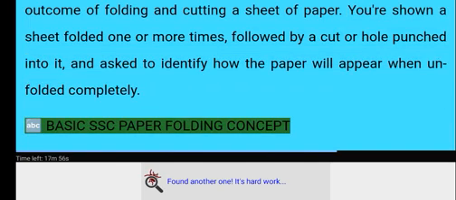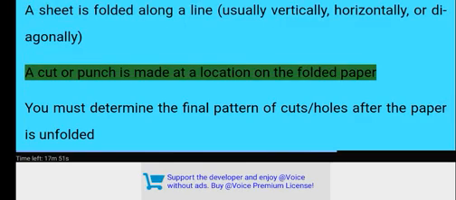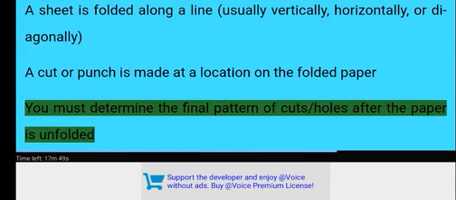Basic SSC paper folding concept. A sheet is folded along a line, usually vertically, horizontally, or diagonally. A cut or punch is made at a location on the folded paper. You must determine the final pattern of cuts or holes after the paper is unfolded.